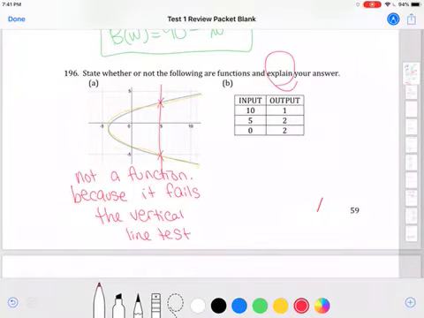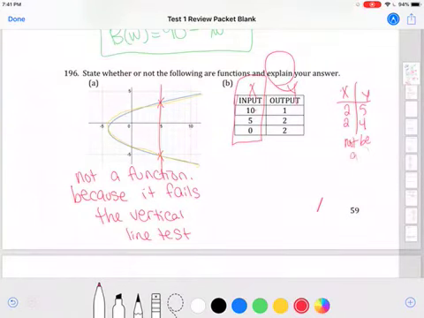Okay, part B, a little bit different because it's a table. For a table to test if it's a function, X can't repeat. Remember, your input is X, your output is Y. So if X can't repeat, all you have to do is check this input column and see if the X values repeat. I have a 10, a 5, and a 0. None of those repeated. The repeat would look like something like this. If I have 2 2s and like a 5 and a 4, whatever the Y values are. If X is repeating, that would not be a function.